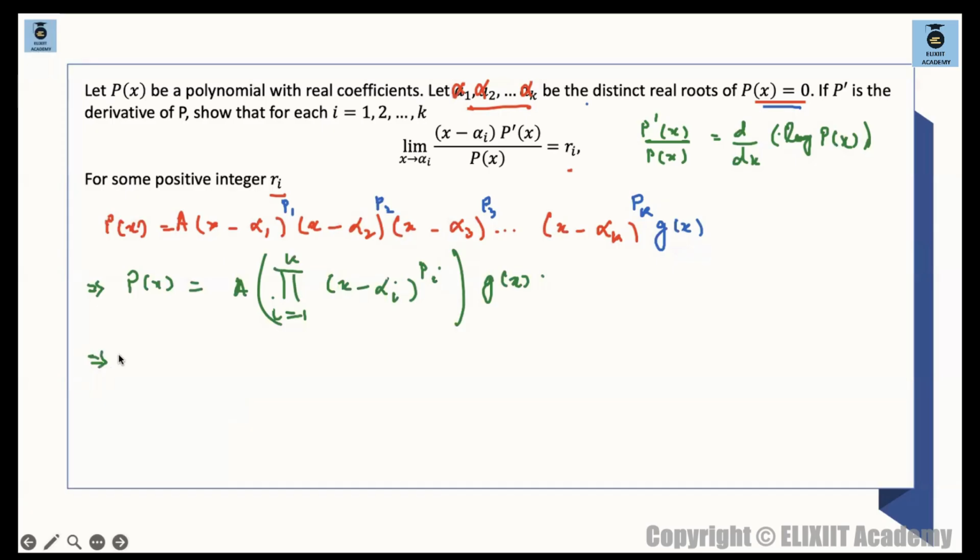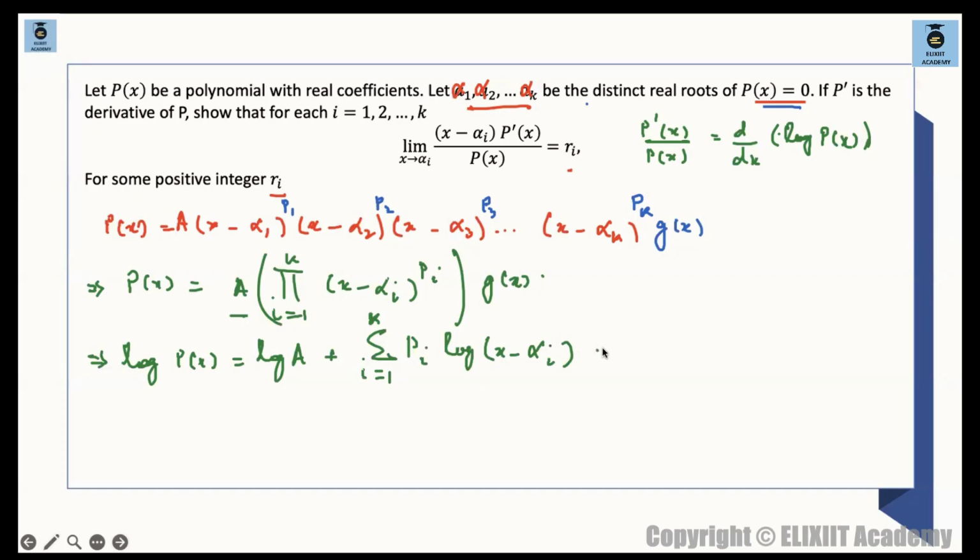Next, I'm supposed to take log on both the sides. This becomes log of px. Now these are the product of three functions, so log of this will become log of a plus log of this entire quantity. Don't you think this product will become summation? Yes or no? i is equal to 1 to k. Pi will come down, and log of x minus alpha i will be remaining. Can you now visualize what I've tried to do over here? Yes or no?